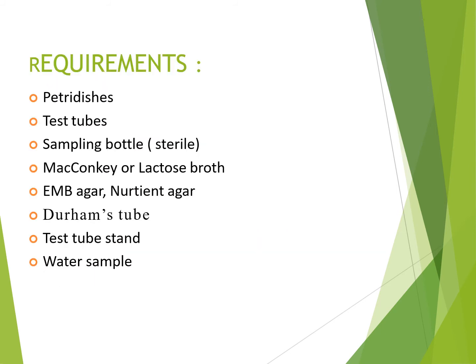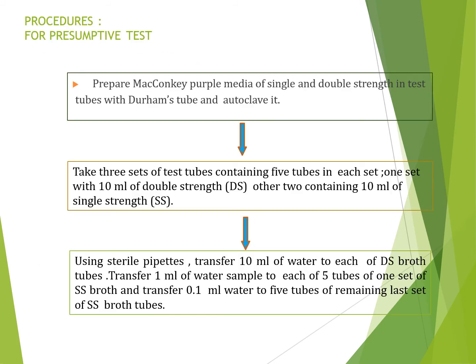For that, the requirements are: petri dishes, test tubes, sampling water, MacConkey or lactose broth medium, EMB agar or nutrient agar media, Durham's tubes, test tube stand, and water sample. The procedure of presumptive test is, first we have to prepare MacConkey media of single and double strength in test tubes. Then take 3 sets of test tubes containing 5 tubes in each set, one set with 10 ml of double strength and the other two containing 10 ml of single strength.